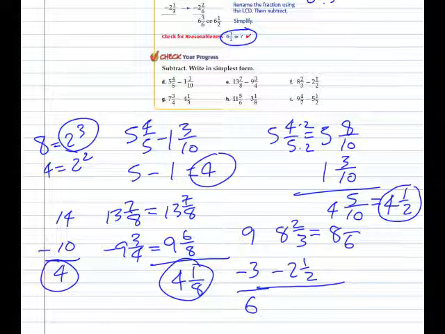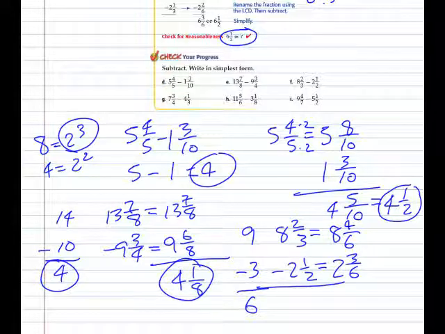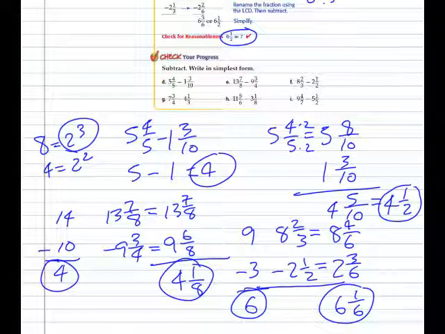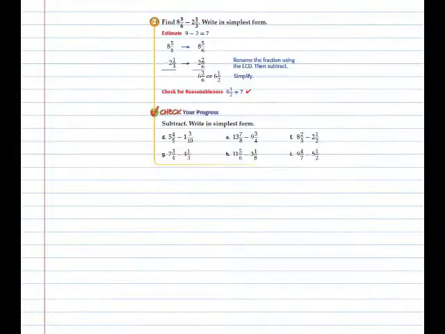So 8 2/3 becomes 8 4/6. 2 1/2 becomes 2 3/6. Subtract the fraction parts. 4 minus 3 is 1. 1/6. 8 minus 2 is 6. 6 1/6 again closely agrees with our estimate.